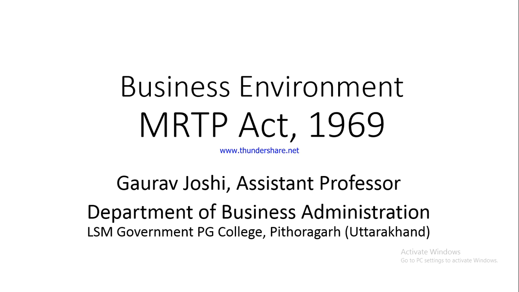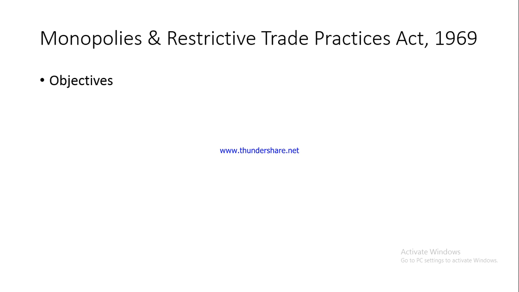What do we mean by MRTP? Monopolies and Restrictive Trade Practices Act 1969. I hope you understand what a monopoly is. Monopoly is when there is one seller and there are so many buyers. So this is a situation, if it happens in a particular marketplace, this is a monopoly. For example, I'll give you an example of monopoly here in India.